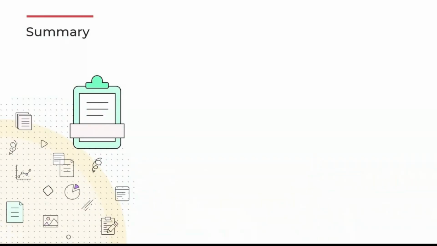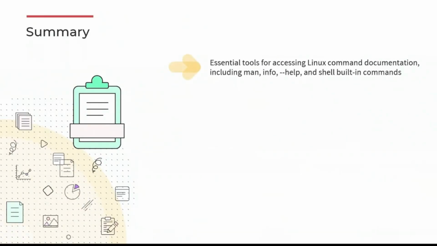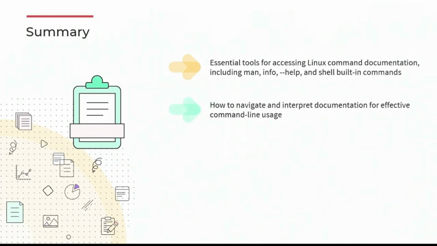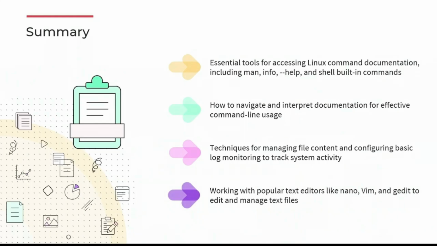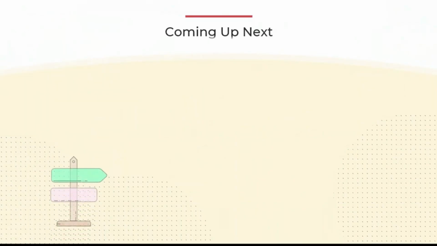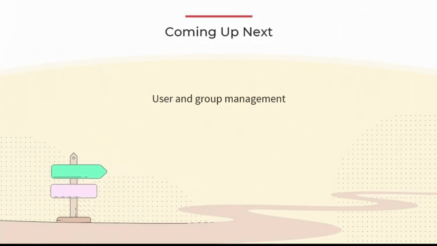In this course, we explored essential tools for accessing Linux command documentation, including man, info, --help, and shell built-in commands. We learned how to navigate and interpret documentation for effective command line usage. We also covered techniques for managing file content and configuring basic log monitoring to track system activity. Additionally, we worked with popular text editors, Nano, Vim, and gedit, to edit and manage text files efficiently within the Linux environment. In the next course, we will explore user and group management in detail.